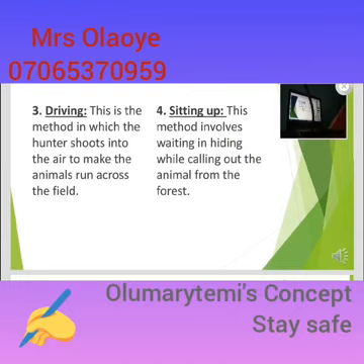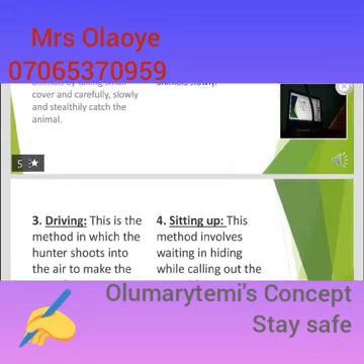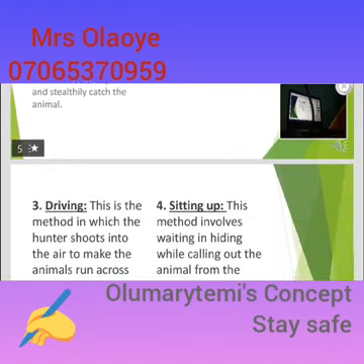Now, what does this mean? It means that the hunter will stay in hiding and be calling out the animal stylishly, maybe, or they make funny sounds to make sure that they get the attention of the animal, and before you know it, the animal will fall prey and become a what? Dead meat. So those are the four methods of hunting. They are stalking, still hunting, driving, and sitting up.